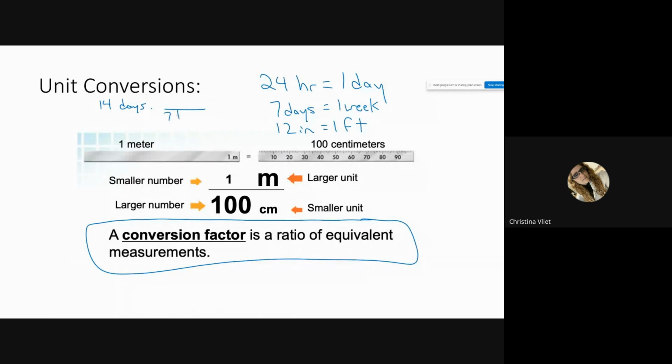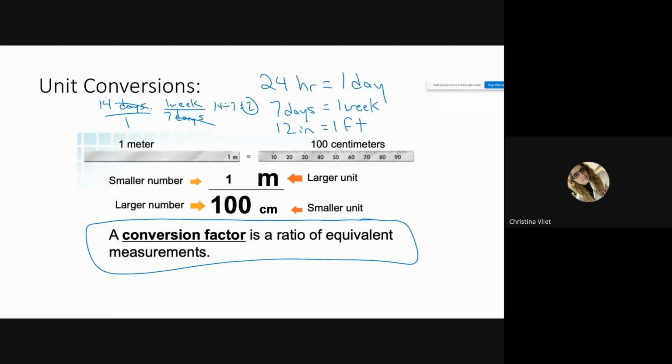And so what you actually did when I asked 14 days is you did this. You said 7 days, 1 week, 14 divided by 7 equals 2. That's what you did in your head. You didn't write everything out. You did it in your head. And the days cancel out and the week is what's left. Right, and that's what I talked about at the beginning of class. If something's the same on the top and the bottom, it cancels out, and that's what we call a unit conversion.